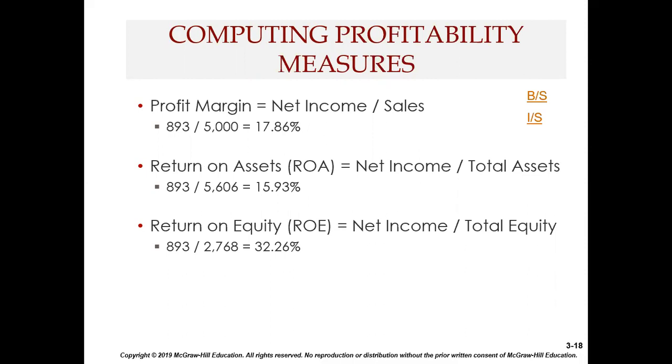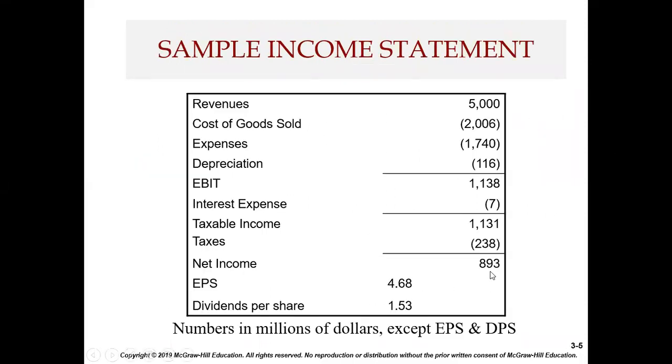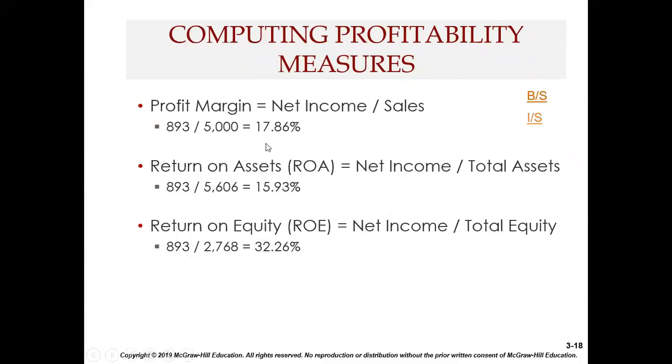The first one is profit margin. Net income divided by sales. So if we go back to our income statement, net income is $893, sales are $5,000, 17.86%. So it's saying for every dollar of sales, we keep as profit 17 cents or almost 18 cents, 17.86% of it. So what does that mean? Well, some of it may go to the owners, or some of it we may keep in the business.